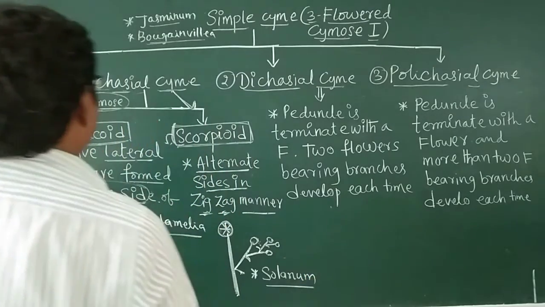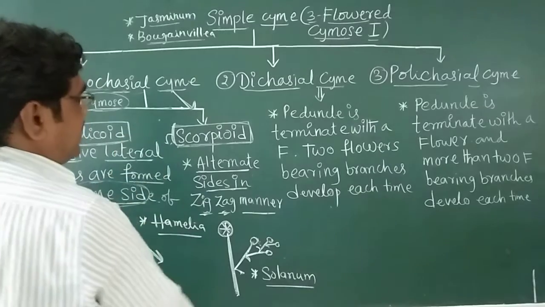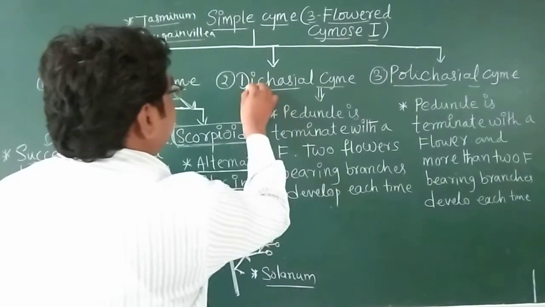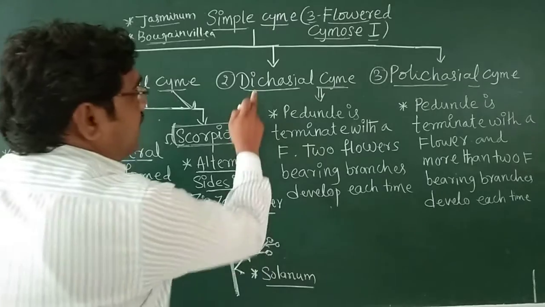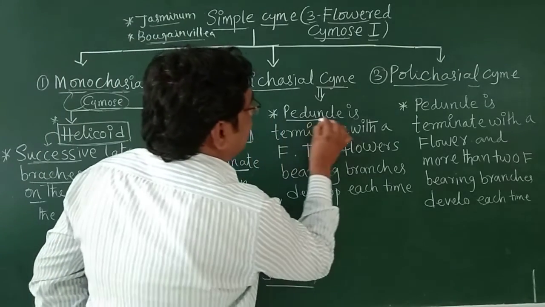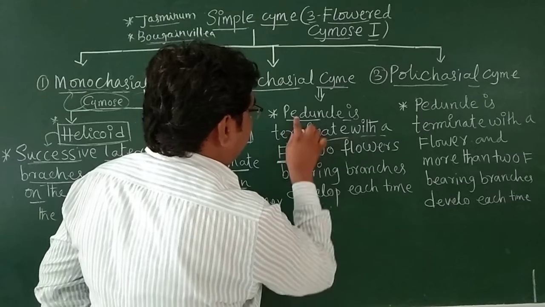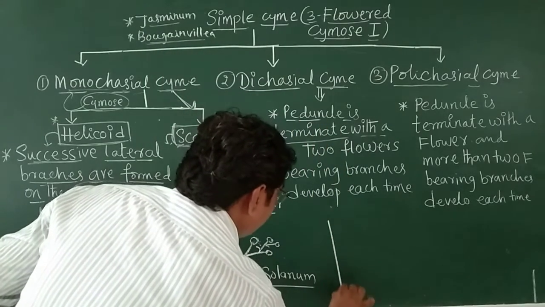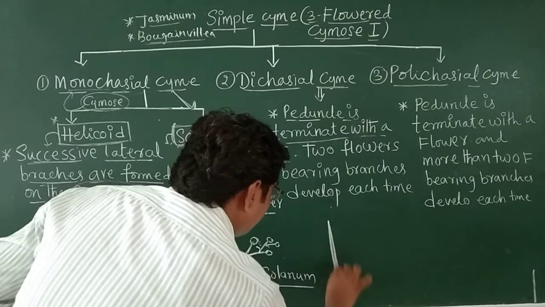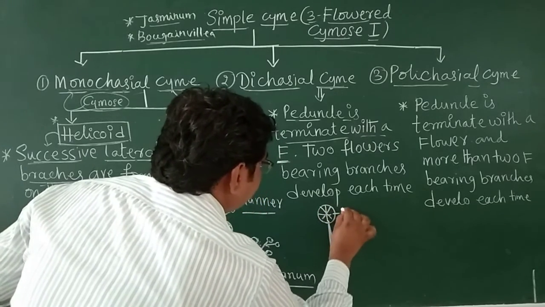Solanum is the example for the monochasial scorpioid cyme. Next, a simple cyme, that is the dichasial cyme. In dichasial cyme, the peduncle is terminated with a flower. So this is the peduncle, and this peduncle is terminated with the flower. This is the flower.